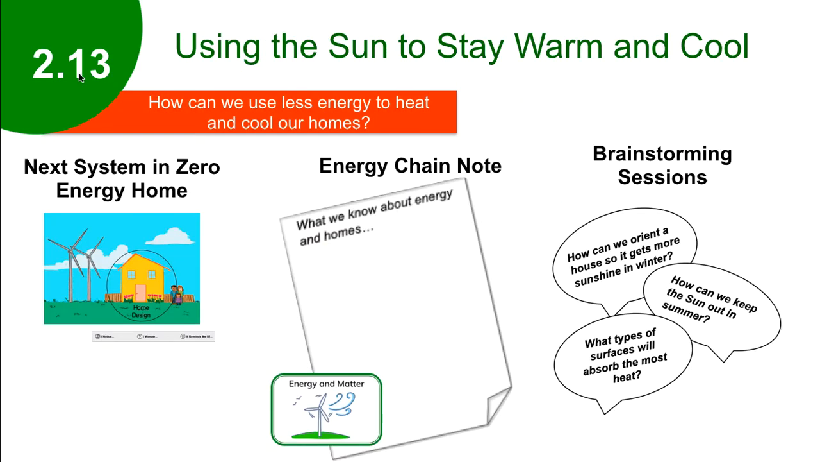In 2.13, we look at the unit roadmap. Why is the roof asymmetric? By the end of this sequence of lessons, our students will get it. Students pass around a chain note to write down everything they know about energy and homes, and we need to prompt them to remember the questions we always ask for the energy cross-cutting concept.